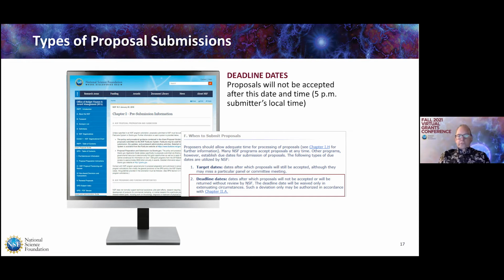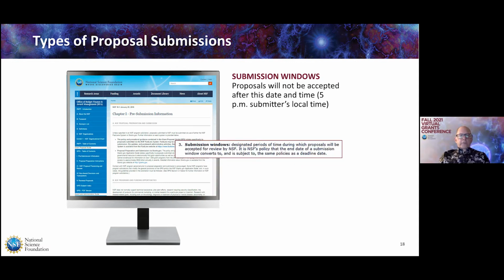Next slide, please. And now we have submission windows. MRI actually uses a submission window, and we started doing that a few years ago. It's a designated period of time during which proposals will be accepted for review by NSF. It's NSF policy that at the end of the submission window, the date converts to a deadline date. Okay, subject to all of the criteria that I just mentioned for a deadline date.